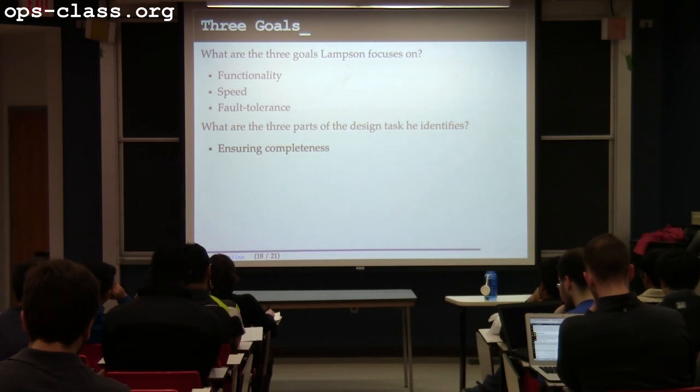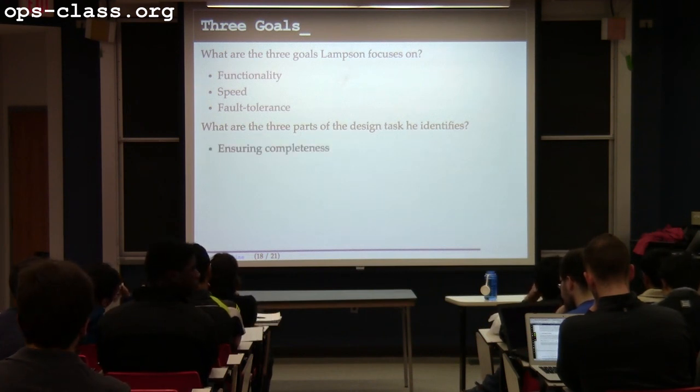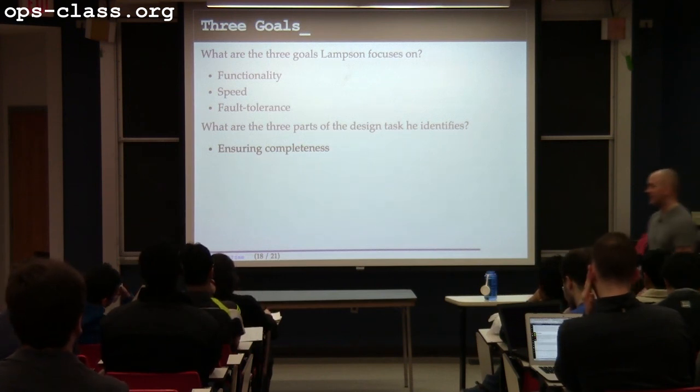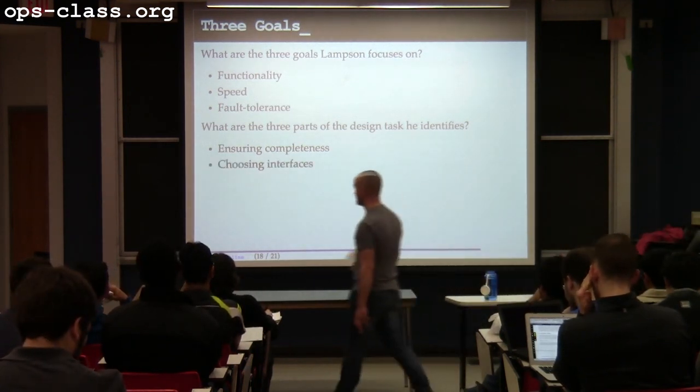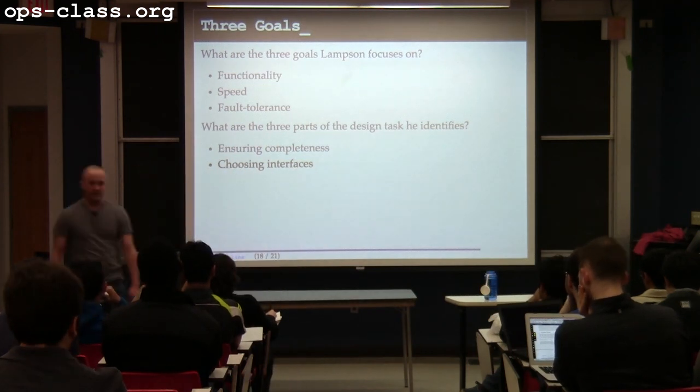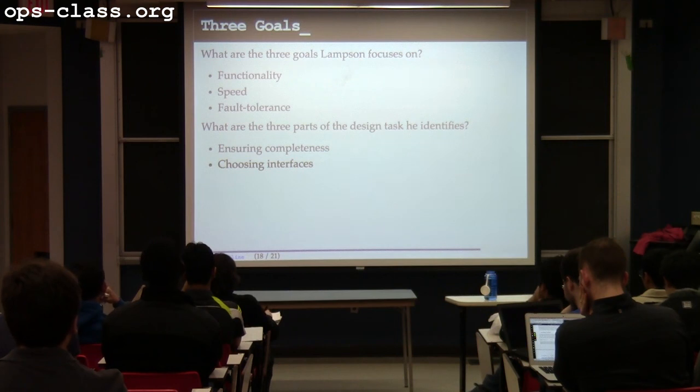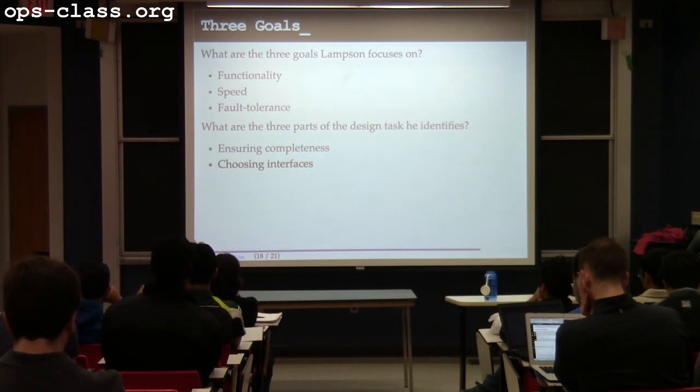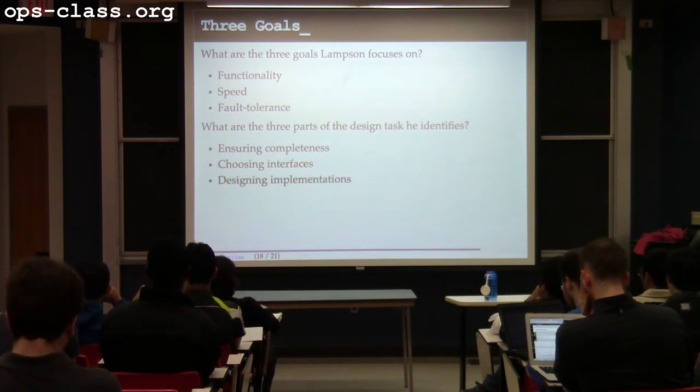And then in each part of these tasks, there are three parts of the process. Part one is ensuring completeness. For example, with functionality, making sure that the system does everything that it's supposed to. Then choosing interfaces. This is a task that affects all three of these. How fast it goes sometimes has to do with the interfaces that you've chosen to build between various parts of the system, and then actually designing the implementations themselves.